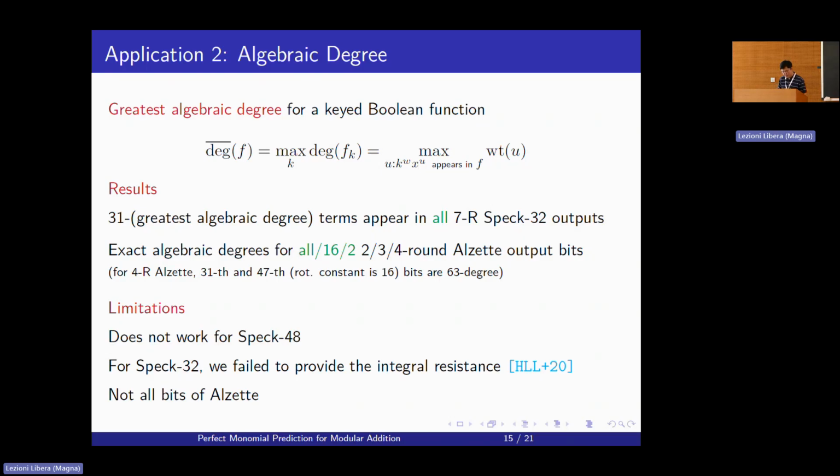And even for Speck32, we failed to provide the integral resistance. The integral resistance is to say that for any linear combination of the outputs, and considering any combination of the input structure, there are no integral distinguishers, but we failed to provide such a strong resistance guarantee. And also for RZ, we can only work for the 31st bit and the 47th bit, the two weakest bits. But for other bits, we cannot do it.